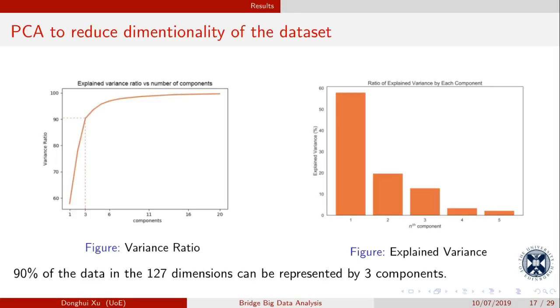Results. First, we applied the PCA to our raw data. It's data from February 2017. It has 127 dimensions. From the results, we can see that 90% of the data can be represented by only three principal components, which means that our data is very highly correlated with each other.